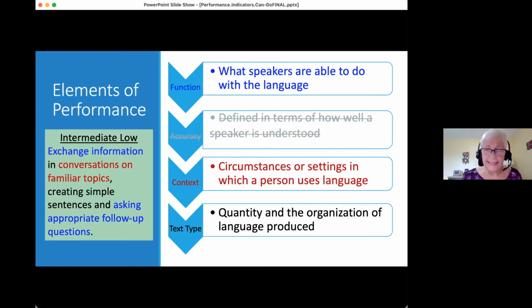So the 3 elements that you will find in each and every performance indicator are the language function, what speakers are able to do with the language, the context, circumstances or setting in which a person uses the language, and the text type, the quantity and organization of the language produced. We're going to take a closer look at these ideas.